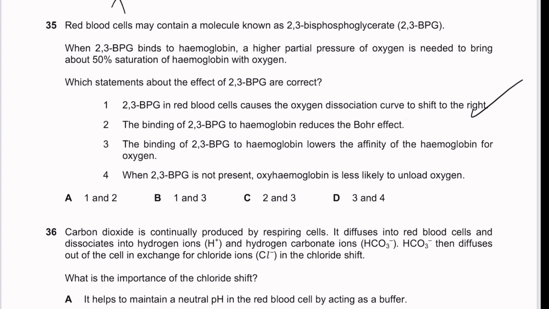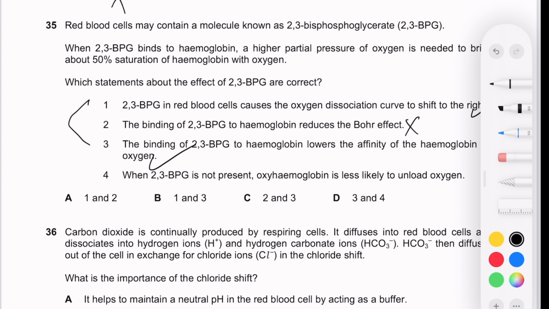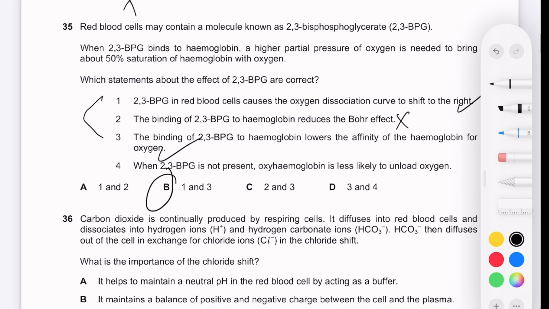Basically, it will reduce the Bohr effect. No, it will only reduce the affinity of hemoglobin. So basically, as I mentioned, it lowers the affinity of hemoglobin to oxygen. That is correct, and that's why it shifts to the right. That's just another way of saying this statement. Okay, so 1 and 3. And when 2,3-BPG is not present, oxyhemoglobin is less likely to unload oxygen. No, it is going to unload oxygen at high concentrations of carbon dioxide, and so I would say 1 and 3, which is B.